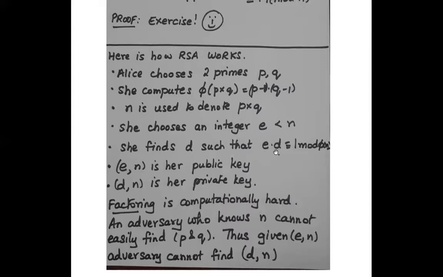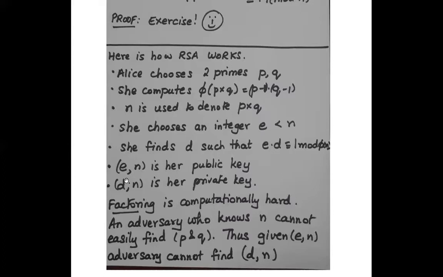Okay, so she finds another D and then she releases this pair of integers E and N, which is this integer E, and this N, which is P times Q, as a public key, and D comma N is a private key. In fact, they are interchangeable. You can call one the public and the other the private, doesn't matter, but this is the standard notation. E, N is the public key, D, N is a private key. Okay, and so E, N is widely distributed to everybody and D, N is kept private.